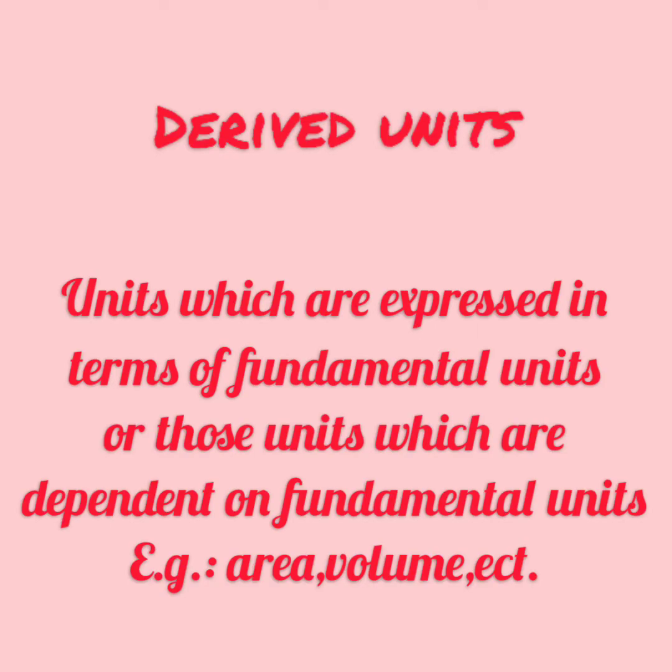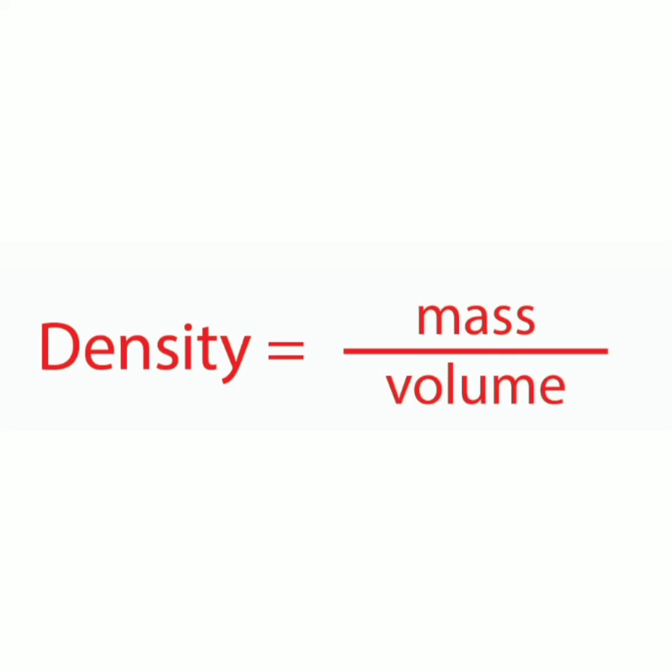There are many measurements which use units other than fundamental units. Units which are expressed in terms of fundamental units or those units which are dependent on fundamental units are derived units. Density is one such measurement which uses a derived unit. Density is given as mass by volume. Its unit is kilogram by meter cube. That's unit of mass divided by unit of volume.